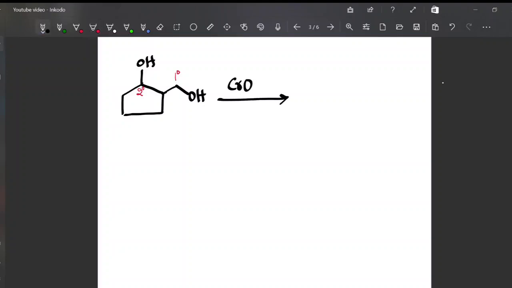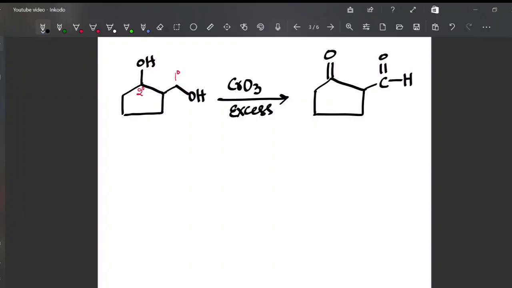So we have a di-alcohol compound, that is, one is a primary alcoholic group, another one is a secondary alcoholic group. And when we react this with chromic oxide, as I told you, this is a strong oxidizing agent. It converts both primary alcohols to aldehydes and secondary alcohols to ketones. Yeah, this is our first product. And then next we are supposed to react this with ethylene glycol.